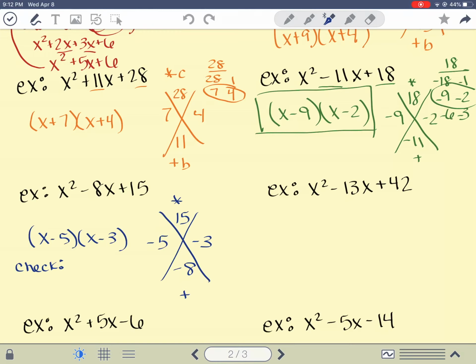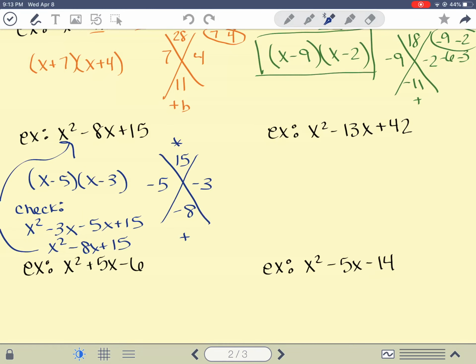Even if you're not checking every single one, at least check every so often. Okay, so we have our first, x times x, we get x squared. Outer, we get a negative 3x. Inner, we get a negative 5x. And then last, we get plus 15. Combine your like terms, and you do, in fact, get exactly what we started with.